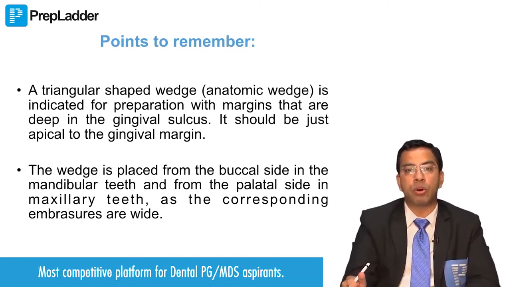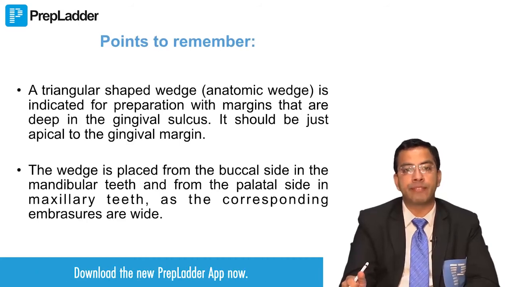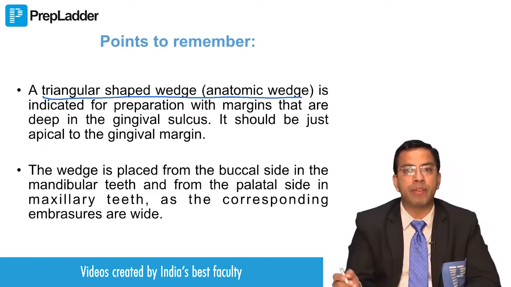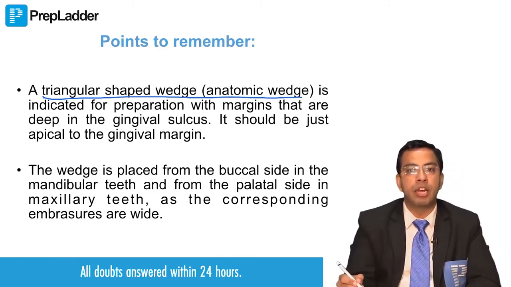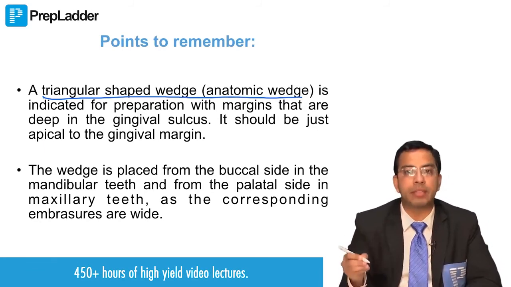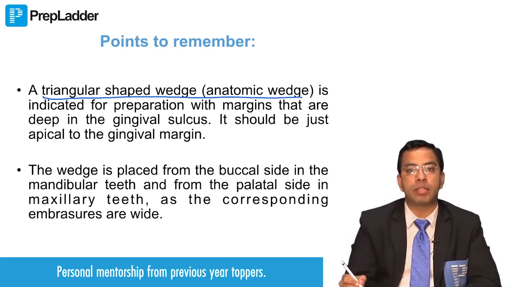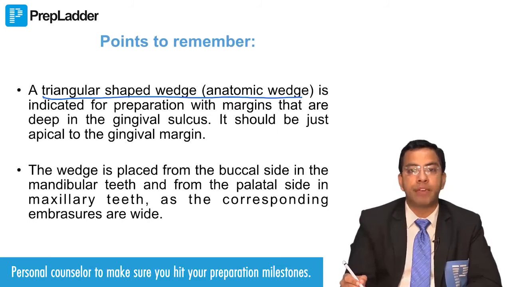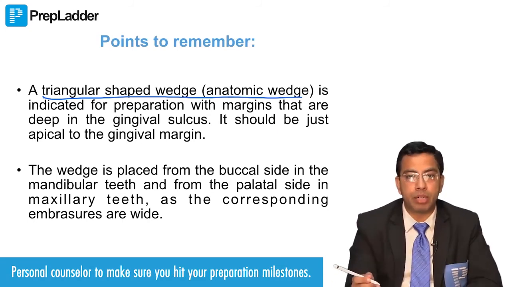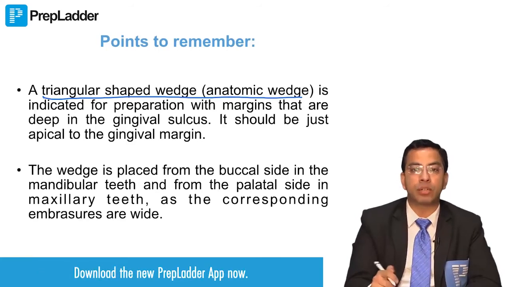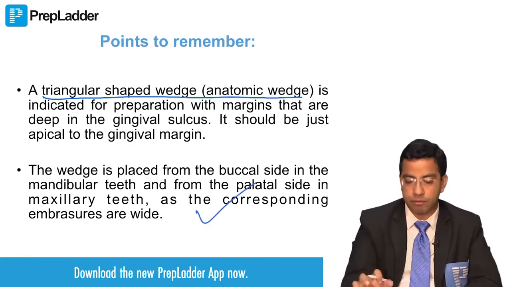Certain points to remember when you are using wedges. A triangular shaped wedge, which is also called an anatomical wedge, is indicated for a preparation with margins that are deep in the gingival sulcus. It should be just apical to the gingival margin. The wedge is placed from the buccal side in the mandibular teeth and from the palatal side in the maxillary teeth, as the corresponding embrasures are wide.